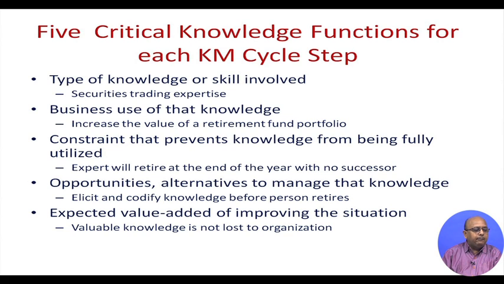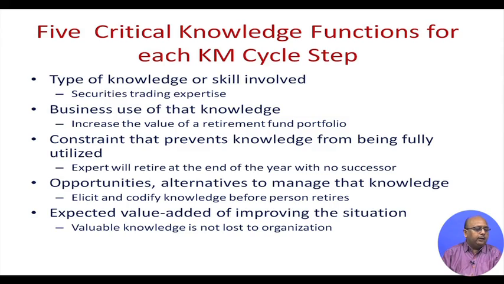Then what are the constraints that prevent knowledge from being fully utilized? Because if the experts leave, what will happen? How are you going to make use of the knowledge which is available with the people? In some cases you re-employ them, but how long can you go on re-employing them to get the services? So what you need to do is develop and make sure that successors of experts are developed by you. You need to look at these issues as well. And then you have to see what opportunities and alternatives there are to manage that knowledge.